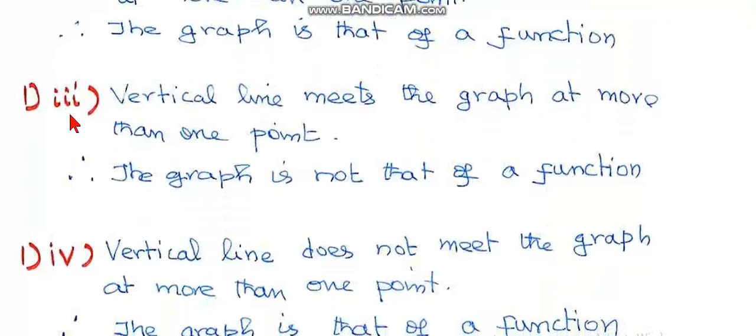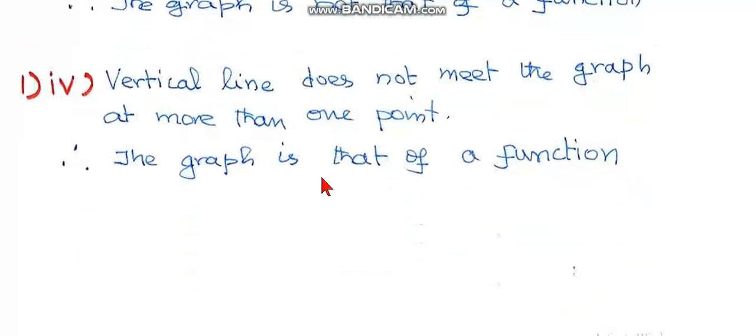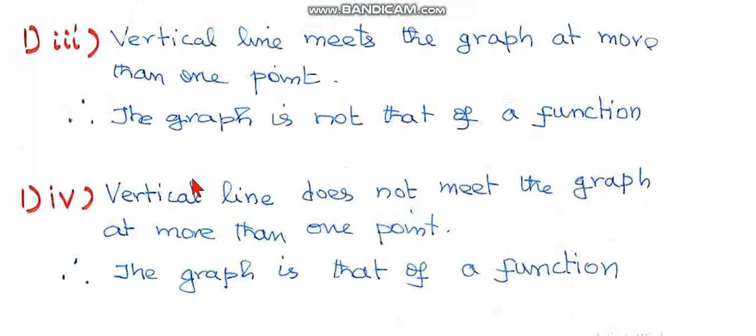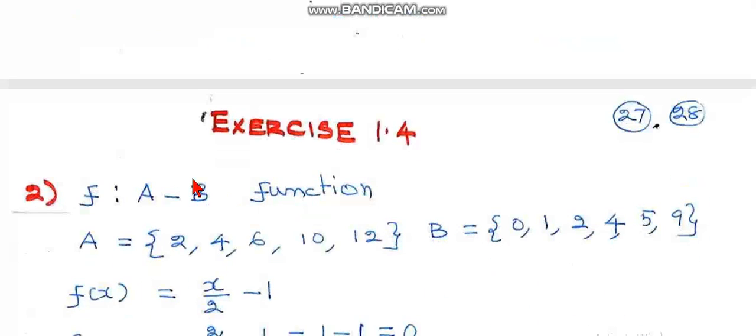Then question number 1, third subdivision. A vertical line meets the graph at more than one point. Therefore, the graph is not that of a function. Question number 1, fourth subdivision. A vertical line drawn in such a way that it cuts the graph does not cut it at more than one point. So the graph is that of a function. So by the vertical line test, we are able to decide whether the given graph represents a function or not.